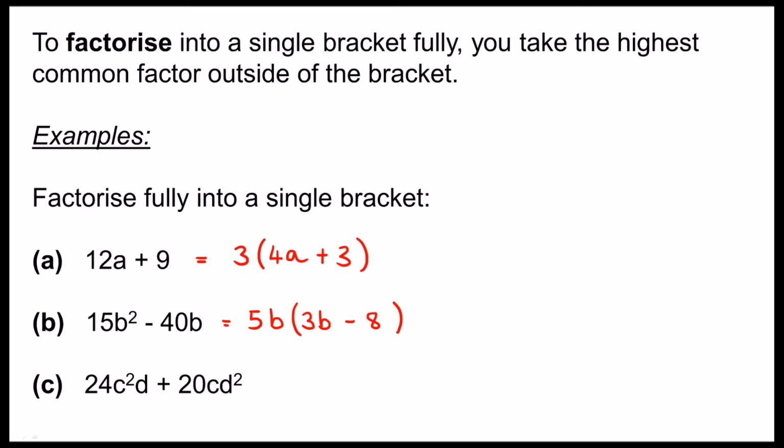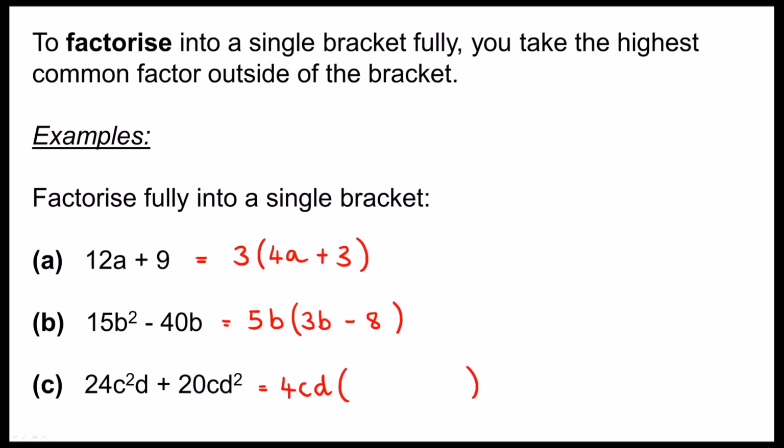I can follow the same process for the last example, there's just a few more terms in it. So firstly, looking at the numbers, the highest common factor of 24 and 20 would be 4, so I need to take that out the front. There's a c squared and a c, so I can take a factor of c out. There's also a d and a d squared, so I can take a factor of d out. And now I need to work out what goes in my bracket.